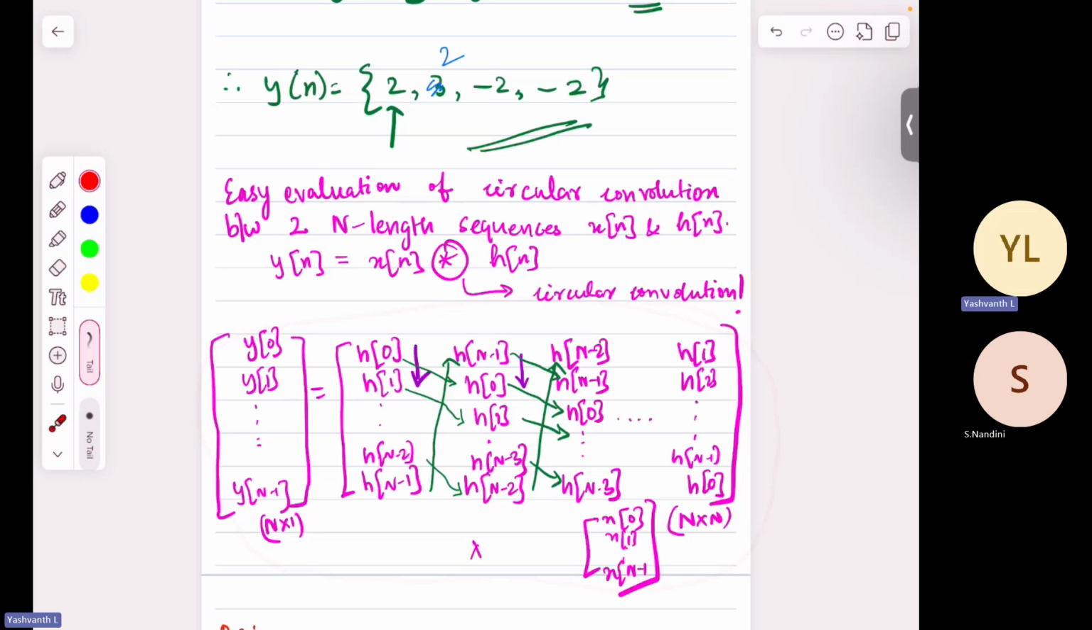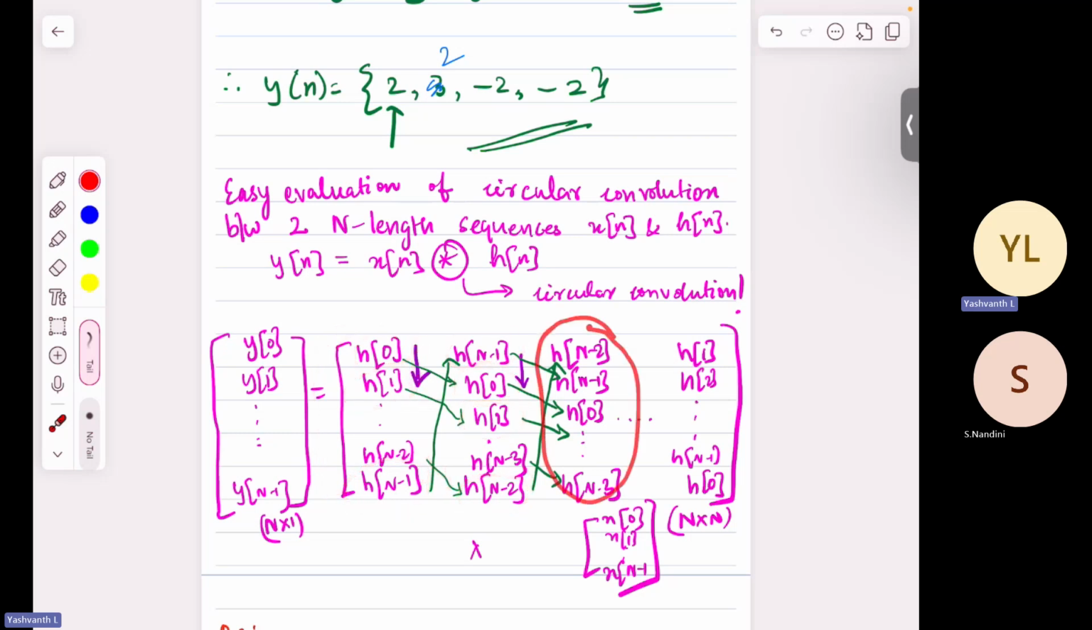The first column of your matrix, you arrange with the sequence h of 0, h of 1, and so on till h of n minus 2 and h of n minus 1. The second column, you shift by 1 unit down. So h of 0 will become the second place, h of 1 will come to the third place, the last place will be h of n minus 2, then h of n minus 1 you bring to the first place.